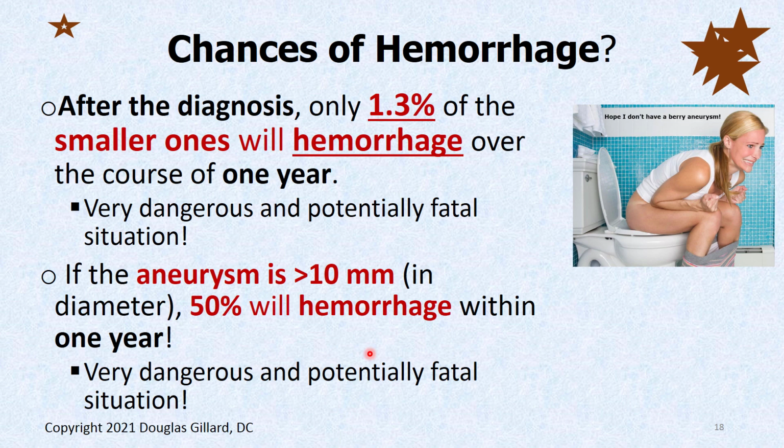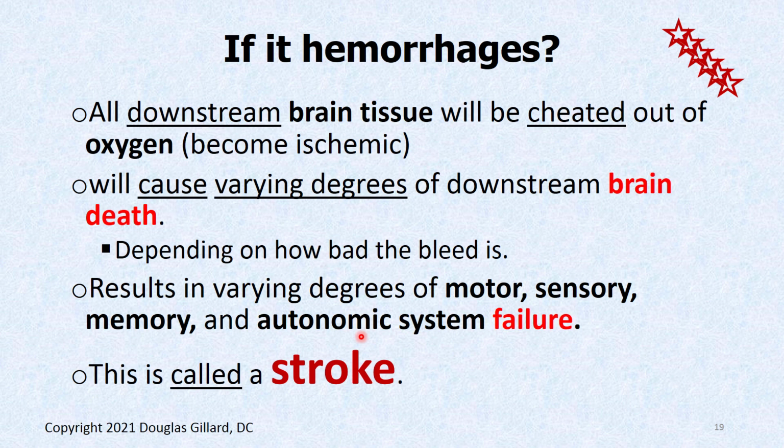But what increases the chance of having a hemorrhage, or what are the chances of even having a hemorrhage? About 1.3% of the small ones will rupture and bleed per year, cause a horrible headache, and may even kill you. If it's big, anything over 10 millimeters in size, 50% of those are going to rupture within 1 year. Those are really, really dangerous. It's like flipping a coin, your chances, and there's a much higher fatality rate in these bigger ones because the bleed will be bigger. What happens if it hemorrhages?